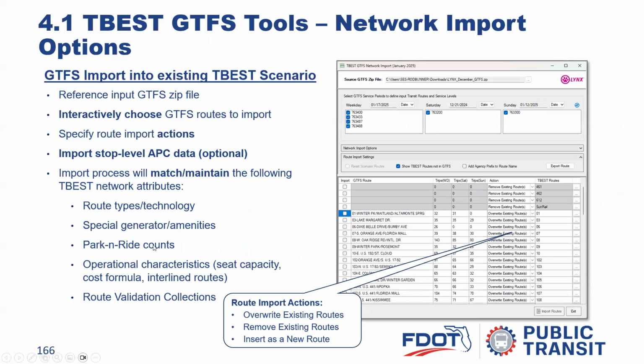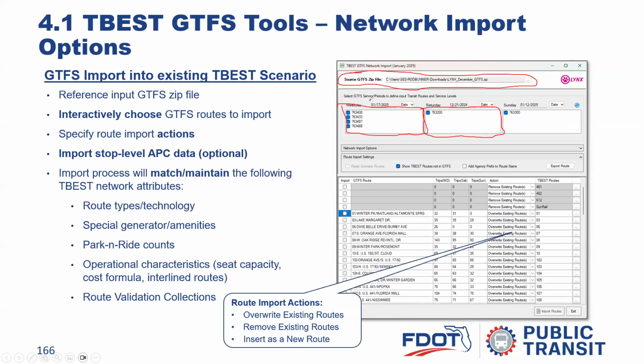Okay, so this is the TBEST GTFS network import tool, where basically you want to set it up by, first of all, selecting a source GTFS file, right? So before anything happens, and this is blank, you select this GTFS file. And from that, it will show you all the service periods. So in these boxes will be the service IDs. If you all are familiar with that from the GTFS, there are service IDs that operate on particular days, right?